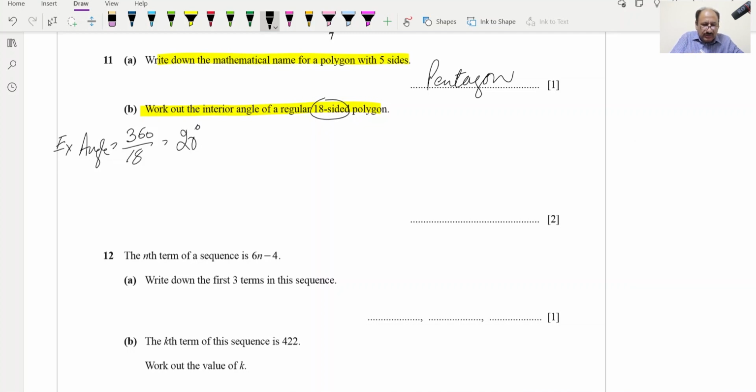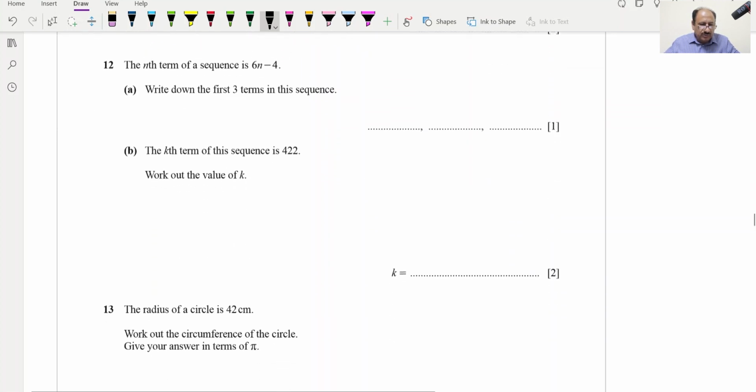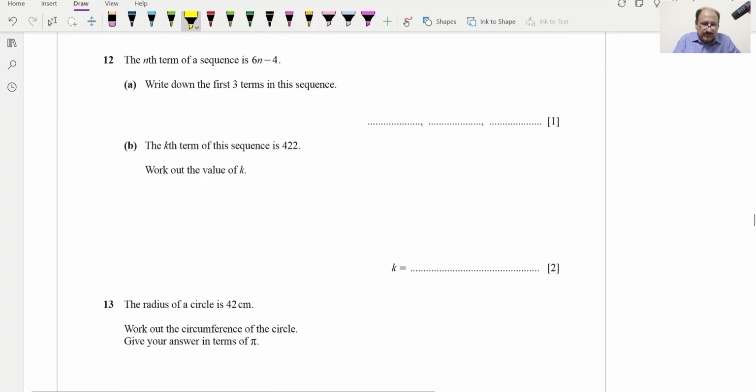And 20 degree is exterior angle, but we need interior angle as they have mentioned. So if we draw a drawing for your explanation, outer angle is 20, so we can say this exterior angle is 20. It means this interior angle will be 160. 180 minus 20 will be 160. So 160 will be answer. Hopefully you understood this. Then question number 12 says the nth term of a sequence is 6n minus 4. Write down the first three terms.